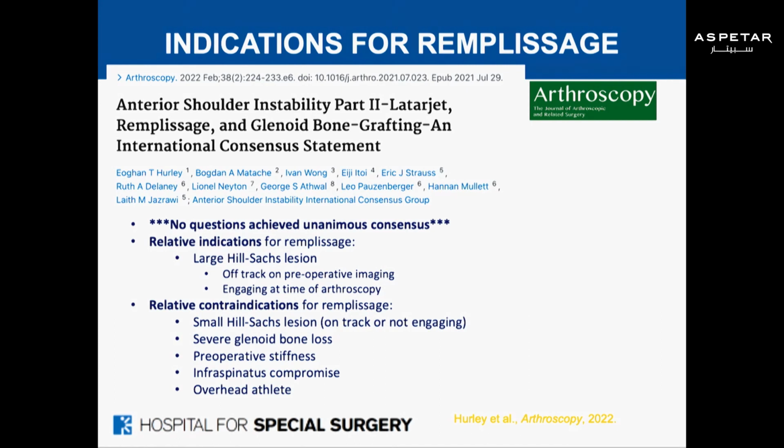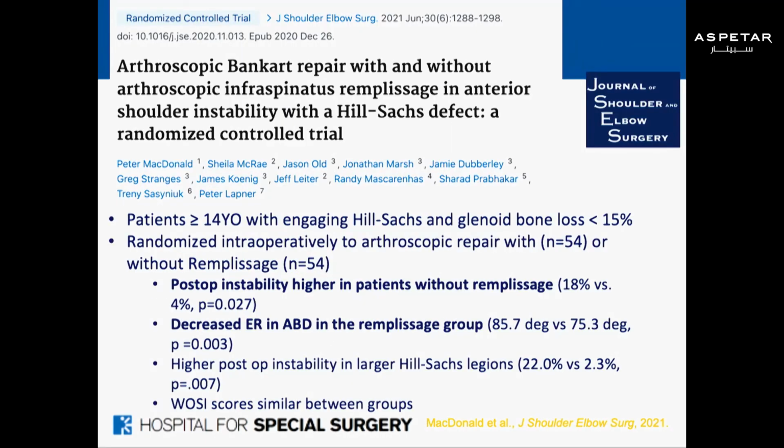Overhead athlete, that's something we could debate, because initially there were some studies that would say that you're going to make them too tight in external rotation. Other studies have shown this to be less of a concern. So that's really not a contraindication for me.